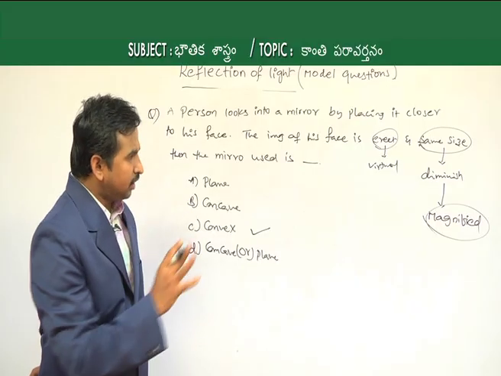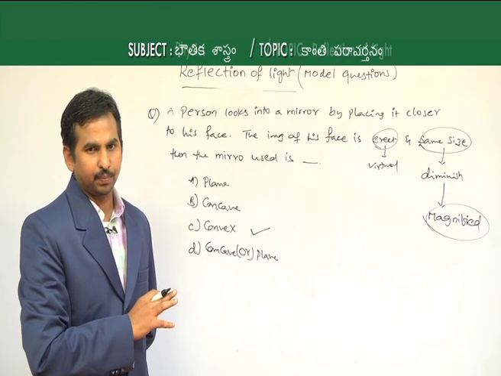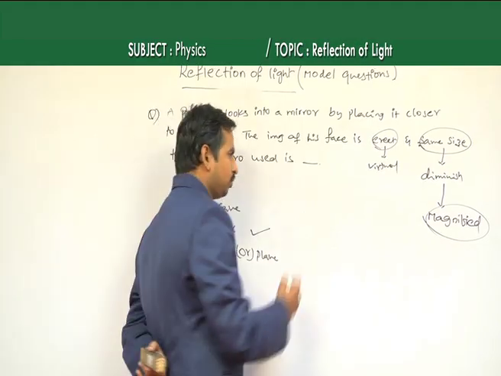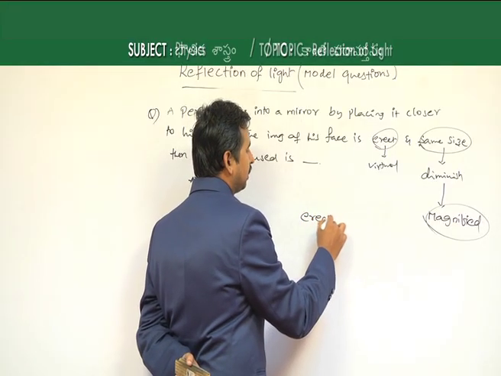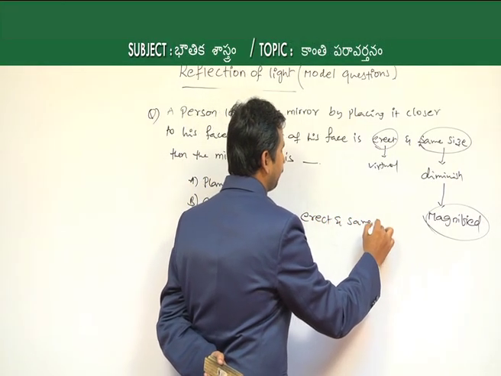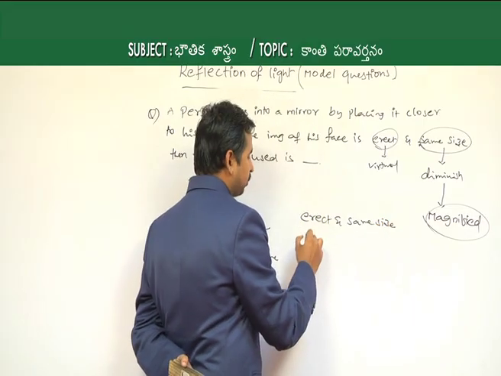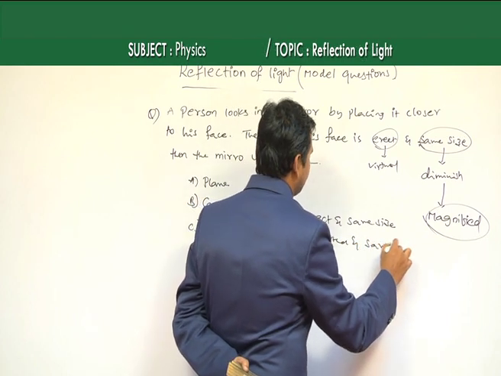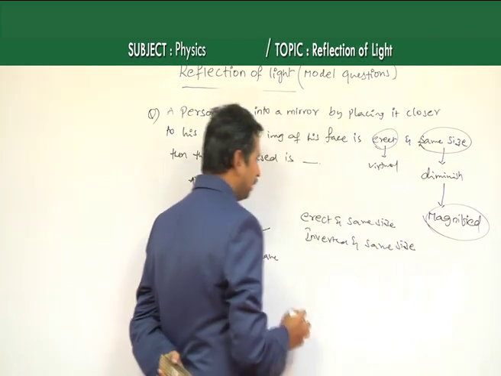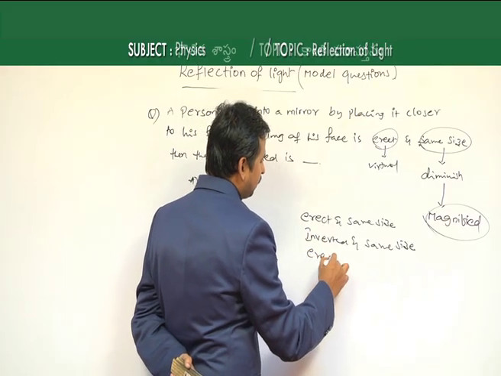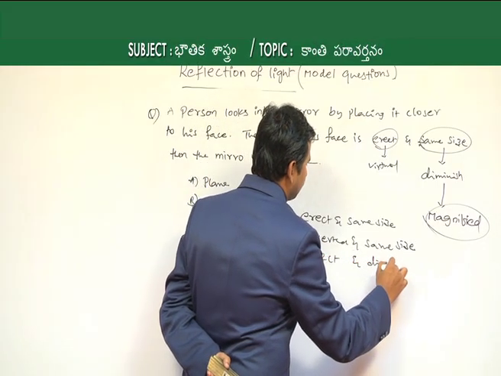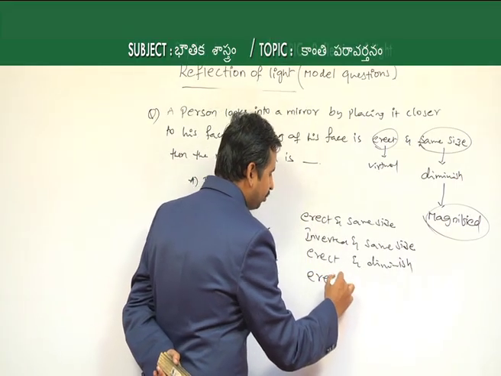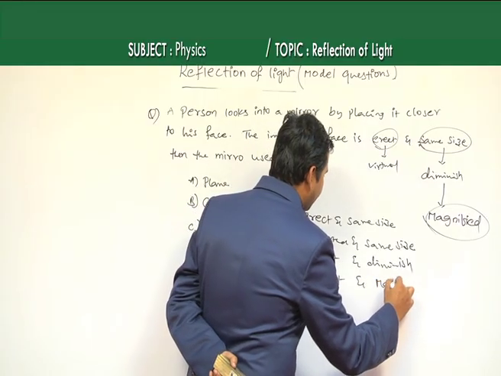So like this, depending on the mirror, the same question can be asked in different ways. The first one we have seen is erect and same size, this is one possibility. Next one is inverted and same size, that is another possibility. Third one is erect and diminished, that is another case possible. And after that we have erect but magnified.